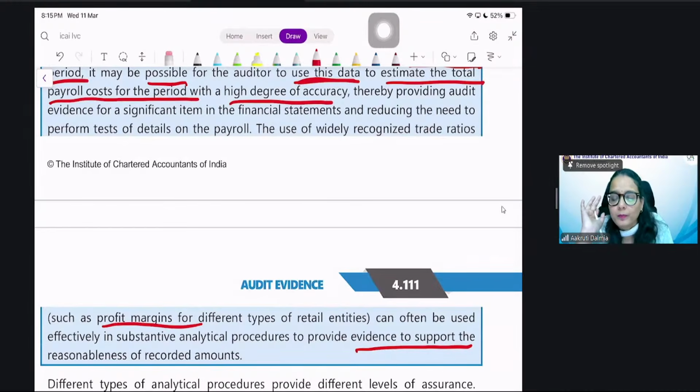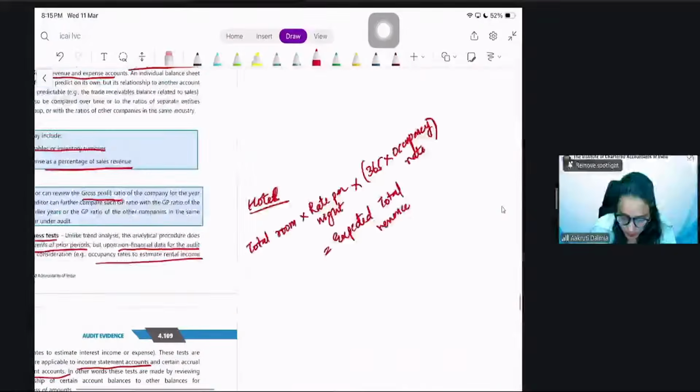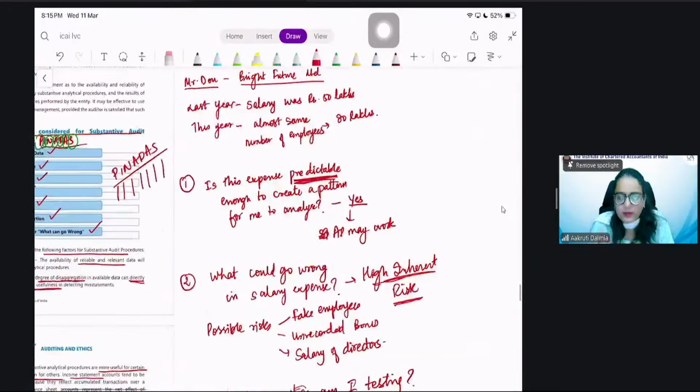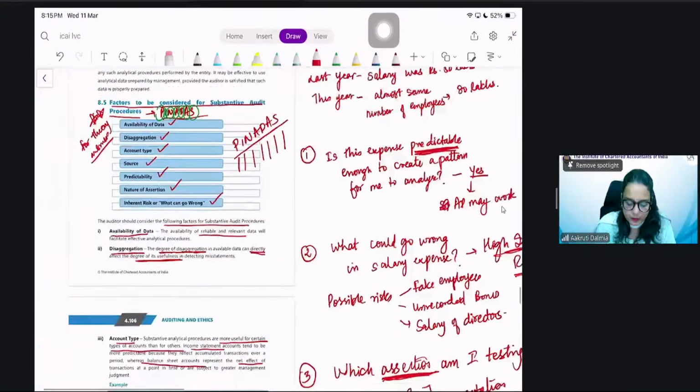Did you study anything new? Yes, पढ़ चुके हो ना? This concept is already clear. Anything new? I gave you the whole case study for the factors, right? This whole case study for the factors. This is the base. This is the base.